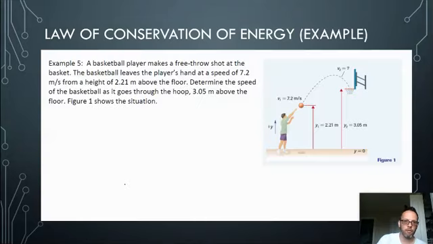Let's just dive into the example and I'll show you how I set these up. Here we have a basketball player shooting a free throw, and we have the speed that the ball leaves the player's hand at and the height. We're going to determine the speed of the basketball as it goes through the hoop, 3.505 meters above the floor.